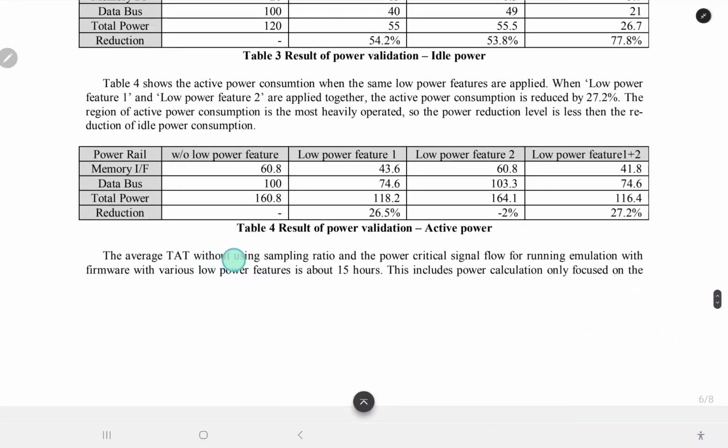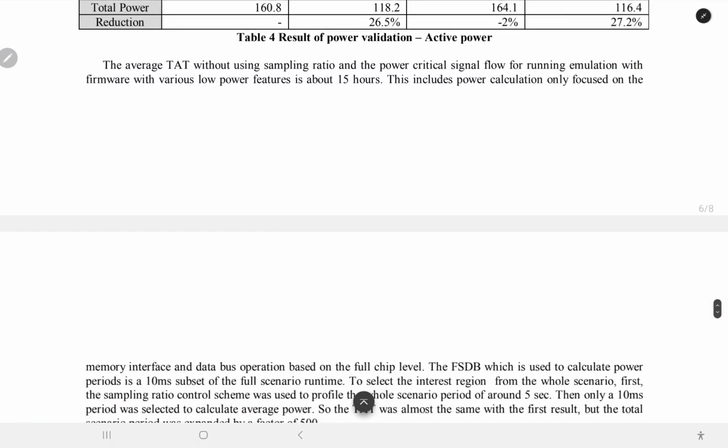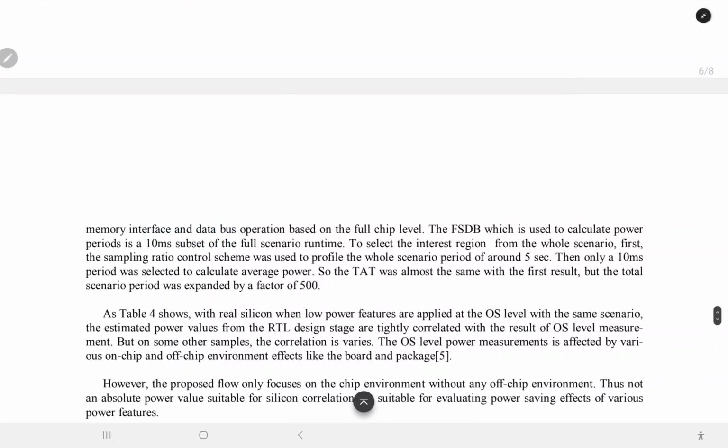The average TAT without using the sampling ratio and the power critical signal flow, running emulation with the firmware with various power features, is about 15 hours. This includes the power calculation only focused on the memory interface and the data bus operation based on the full chip level. The FSDB, which is used to calculate the power, is a 10 millisecond subset of the full chip level runtime to select the region of interest from the whole scenario.